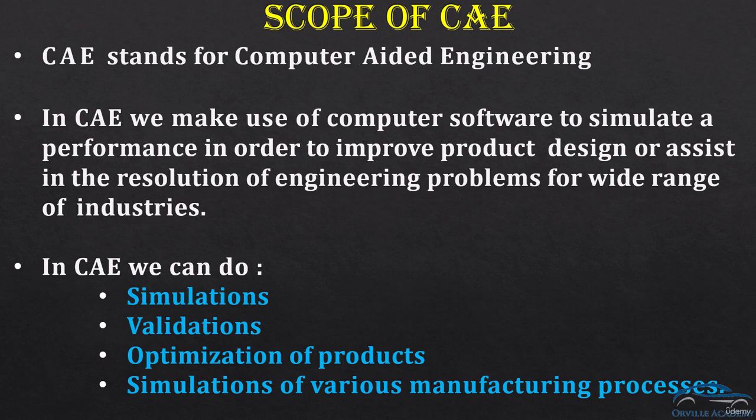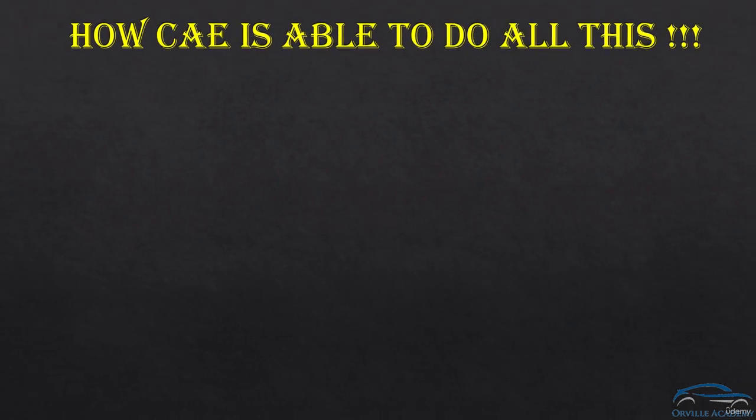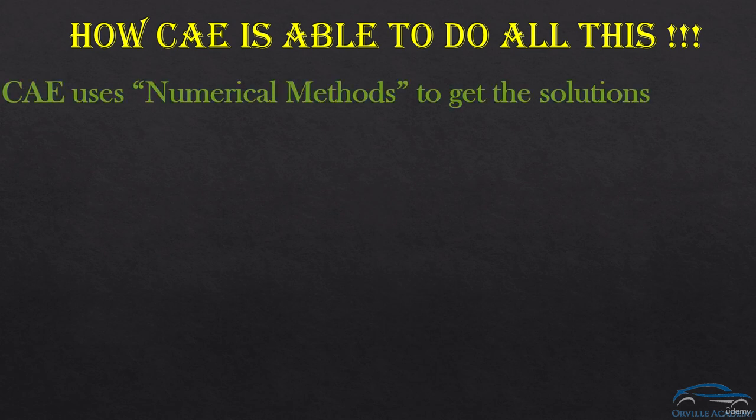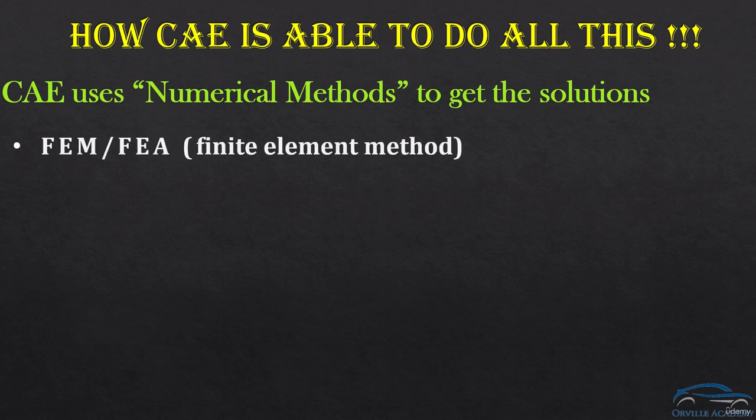Now let us discuss how CAE is able to do all these things. Well, we know that CAE employs numerical methods in order to get the solution. There are n number of numerical methods that can be employed, but specifically under CAE, we can use numerical methods such as FEM, which is also known as FEA. Both terms are one and the same. FEM is more popular in universities while FEA is more popular in organizations. FEM stands for finite element method and FEA stands for finite element analysis. Keep in mind, both terms are exactly the same.